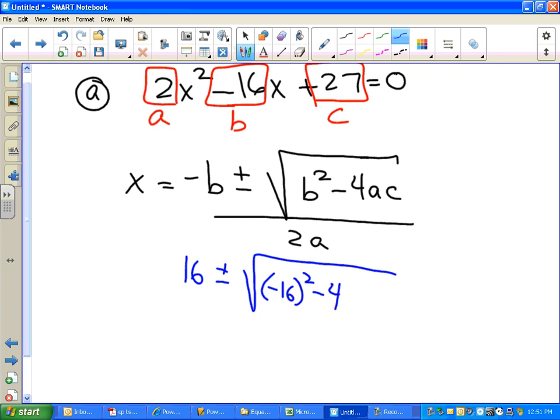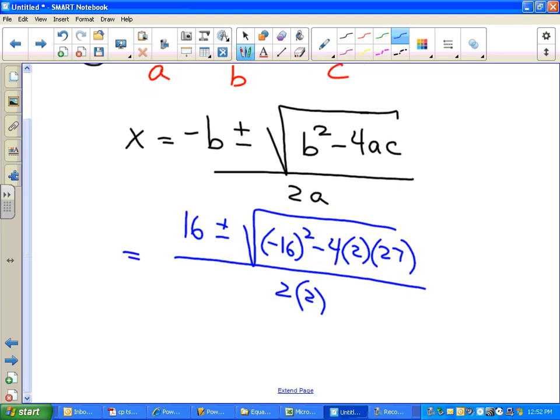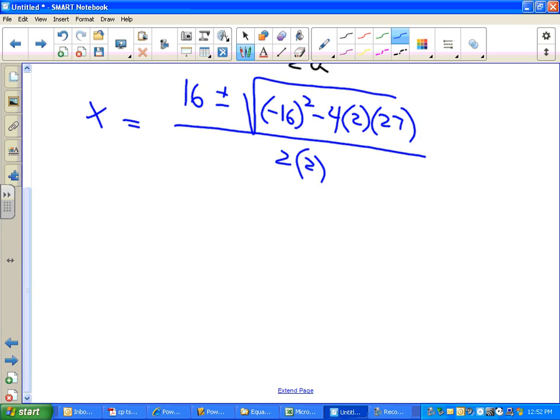Minus 4, that's always a 4. It never changes. What should we put in there for a? Okay, what should we put in there for c? Divide. This is example A. Divide by 2 times what? 2. Okay. All right. Now, all of this stuff equals x.